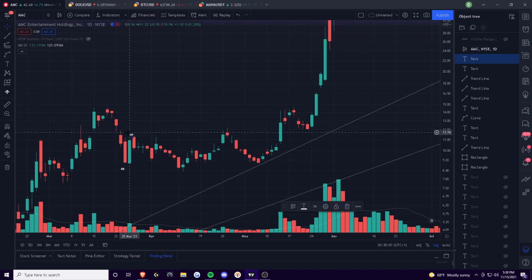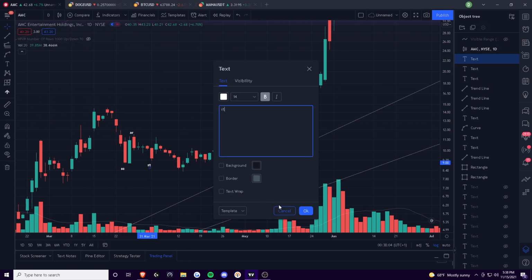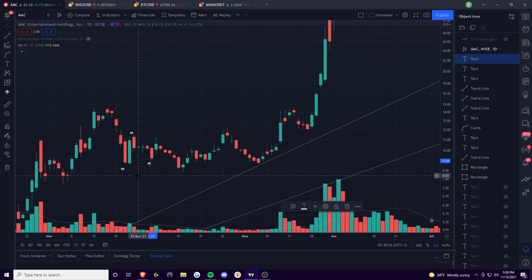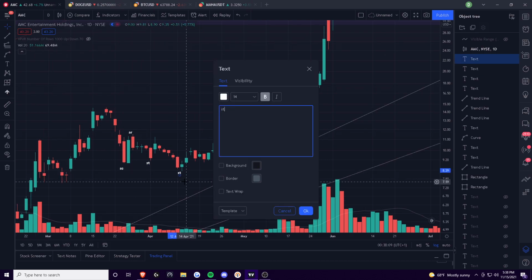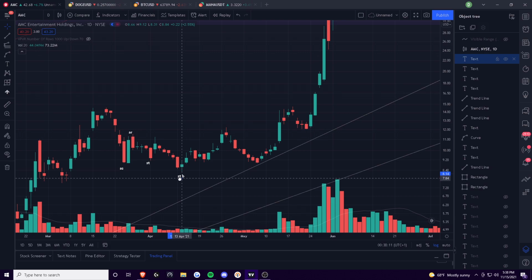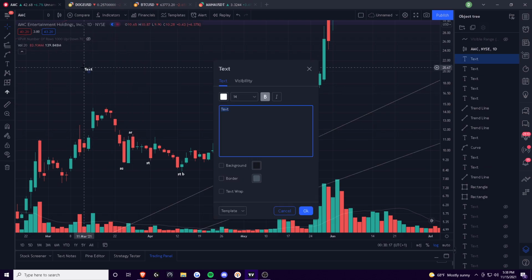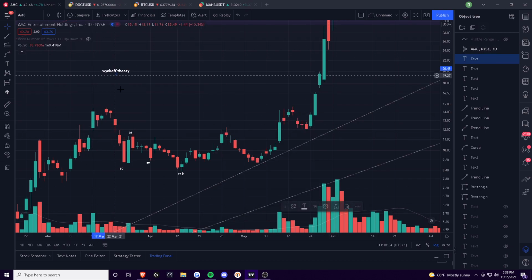Automatic reaction. If you're not familiar with this, this is Wyckoff theory. It's basically a theory on how institutions buy and sell assets and the method of accumulation and distribution, as I referred to earlier in the video. So make sure you look into that. I'll type it up here so you know how to spell it. So make sure you look into this if you're interested to learn about that.